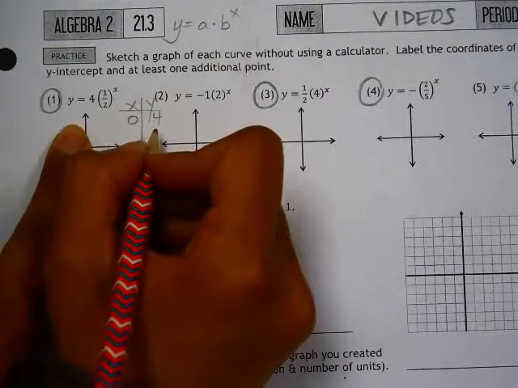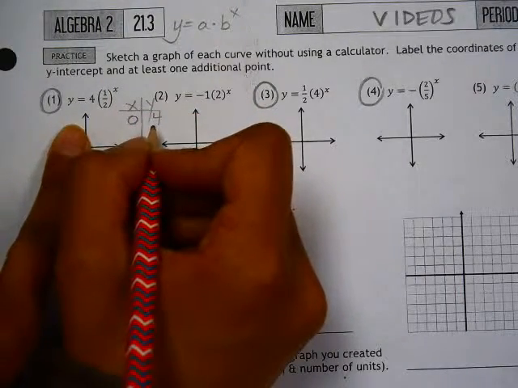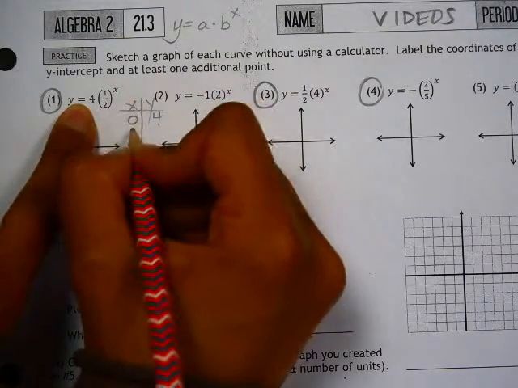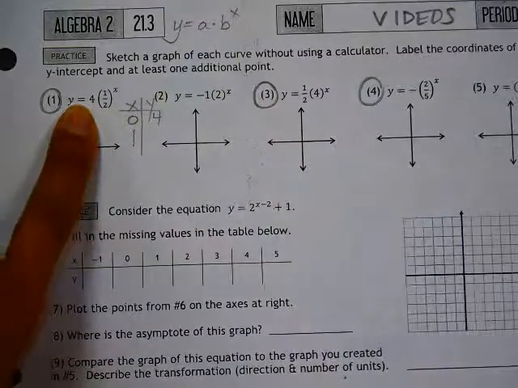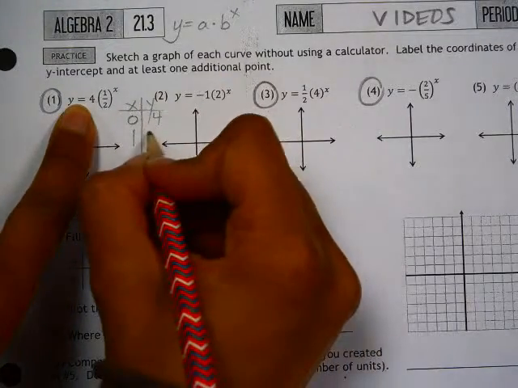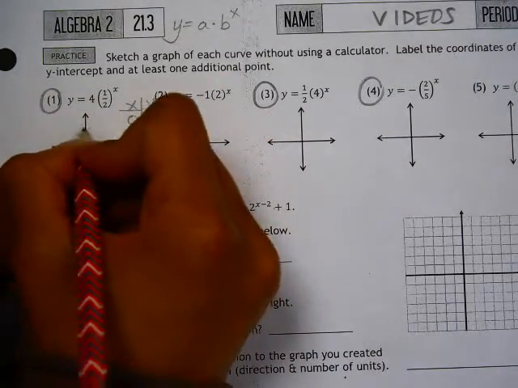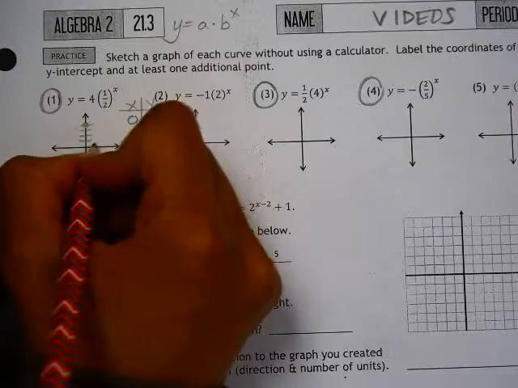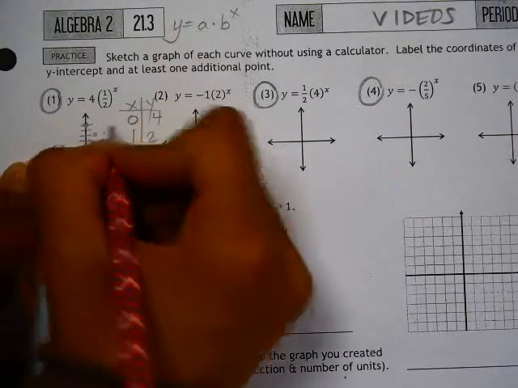I want one additional point just to verify the shape of the graph. So if I plug in another value of x, 1 is an easy value to pick. 4 times 1/2 to the first power is 2. So my graph goes through 0, 4. My graph goes through 1, 2.